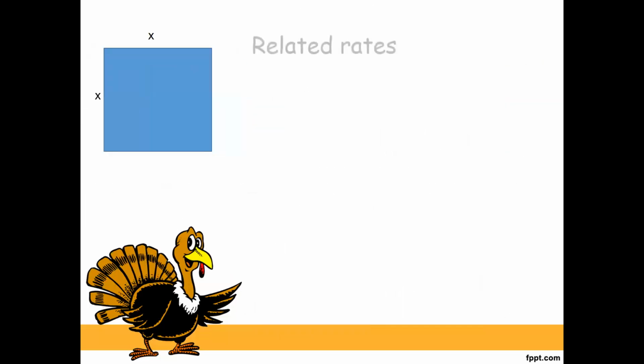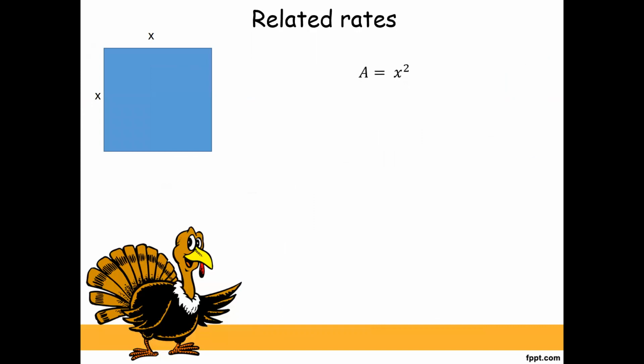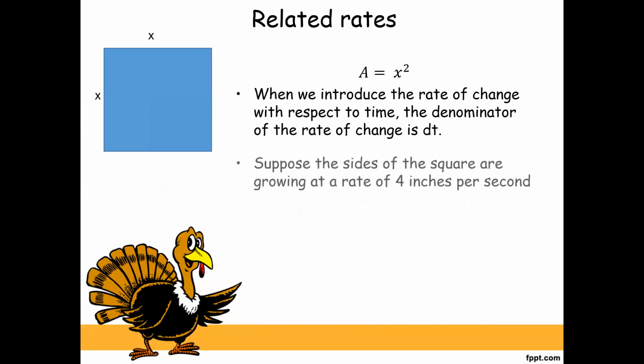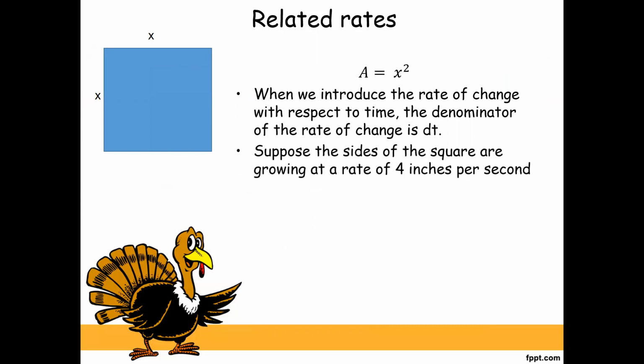So moving along here, this is called related rates. So if A equals x squared, the area is equal to one side squared. When we introduce the rate of change with respect to time, the denominator of the rate of change is dt. So suppose the sides of the square are growing at a rate of 4 inches per second. We would say that the change in each side with respect to time, or dx over dt, we just call it dx dt, is 4 inches per second.